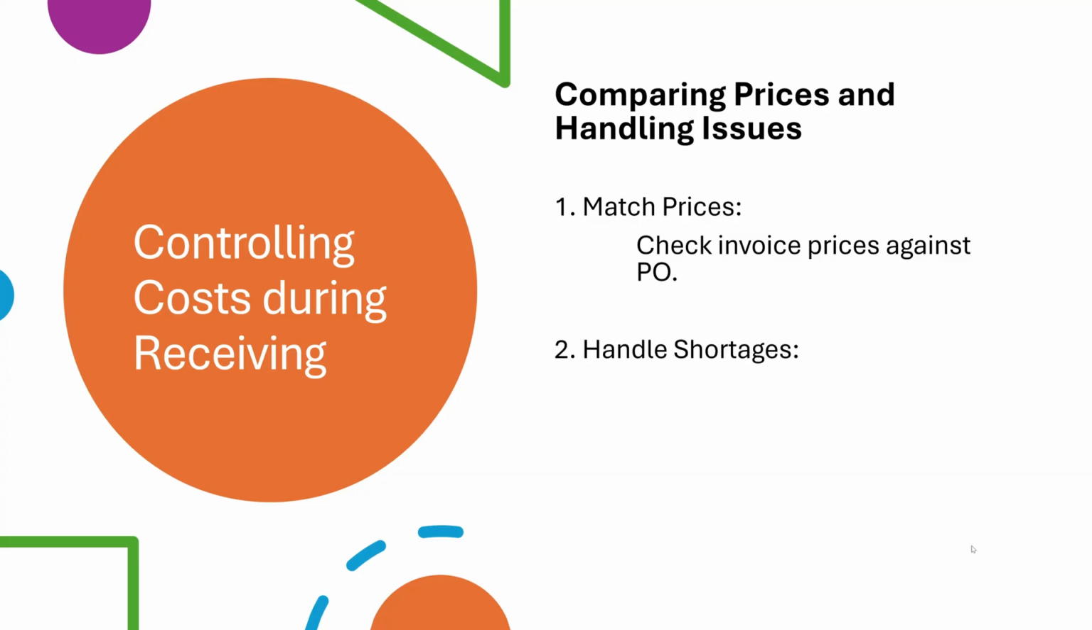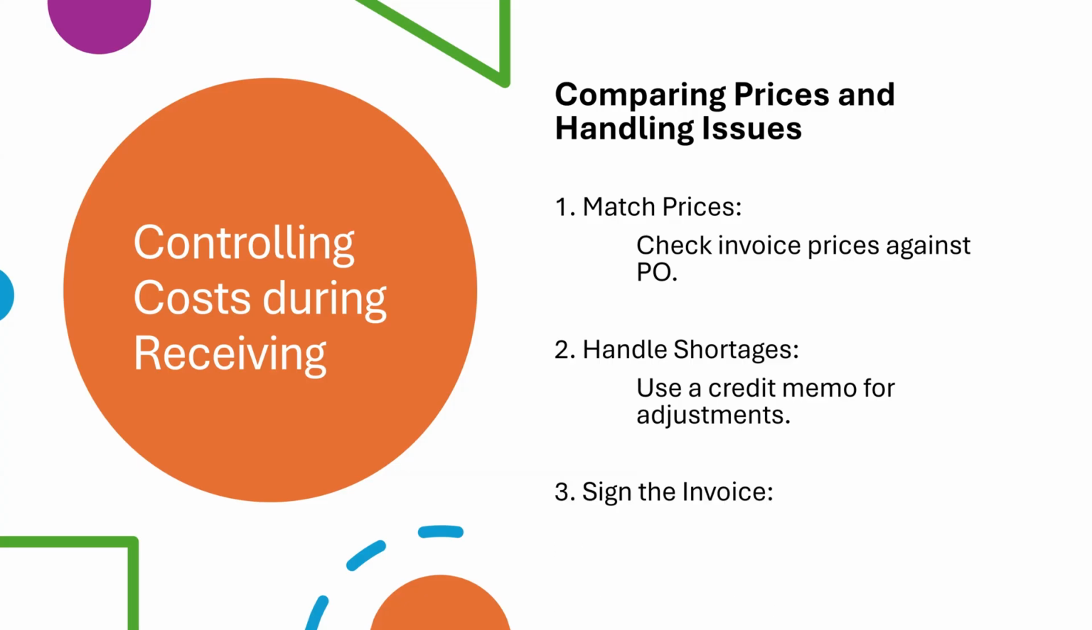How do we handle shortages? Oh boy, we need credit memos for that. Typically, try to get that credit memo before that vendor, that delivery driver, steps back out, because we're checking things in appropriately and we were shorted. We don't want to let that go by the wayside because they owe us that for the payment that we're going to give them, right? So either handle shortages by using a credit memo for adjustments. That will probably be the most popular.